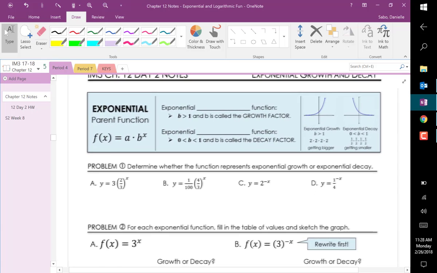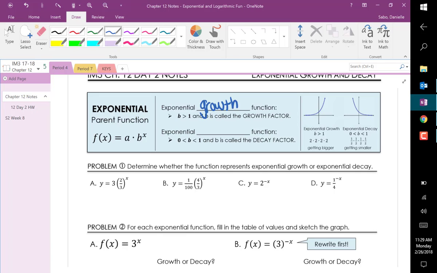So we have this parent function, and that's just any type of function with a variable in the exponent, and that's why it's called an exponential function. But we're going to have growth if that b value, that base right here, is greater than 1. Okay, so if I have 5 to the x power, it's going to be growing. If I have 1 to the x power, well, actually we can't have 1. But if we have 1.5 to the x power, we're going to have growth.